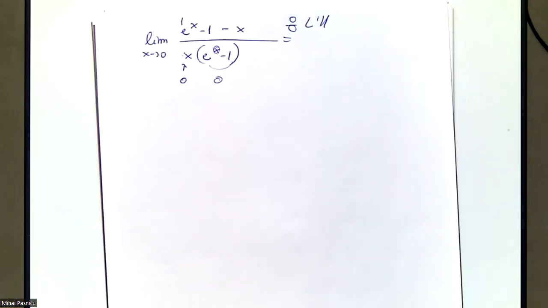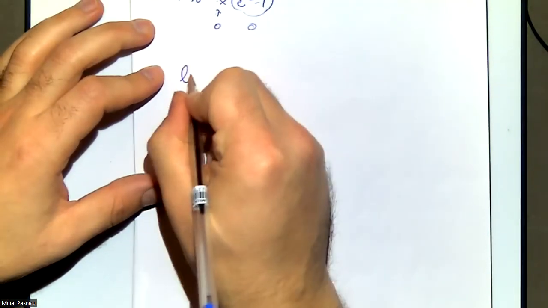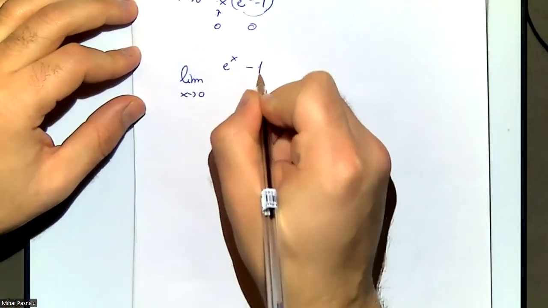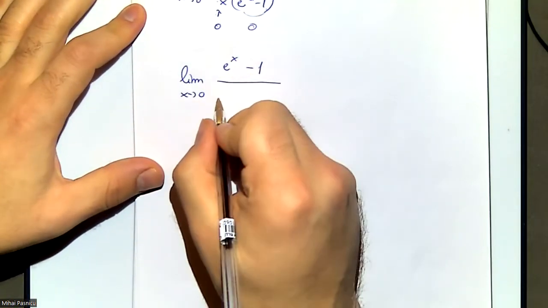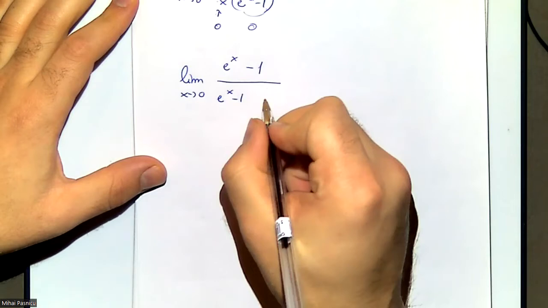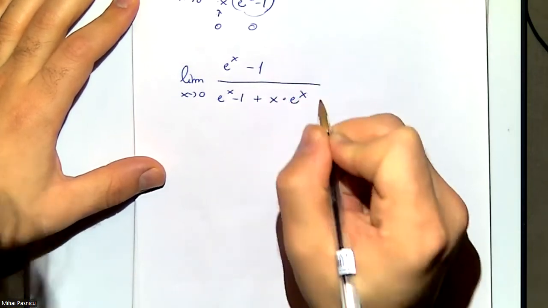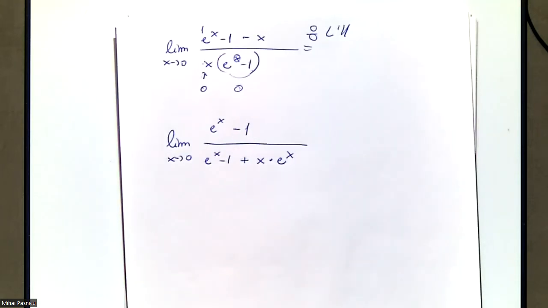What can I do to it? I can apply L'Hopital. That was my plan initially, right? That was my plan, so now I can put it in practice. I have the limit as x goes to 0 of e to the x minus 1 over, what's the derivative of this? I use the product rule: e to the x minus 1 plus x times e to the x. I hope derivatives are not an issue for anyone at this point.